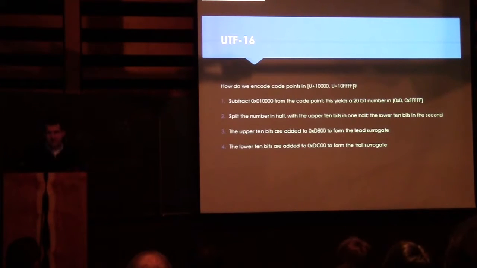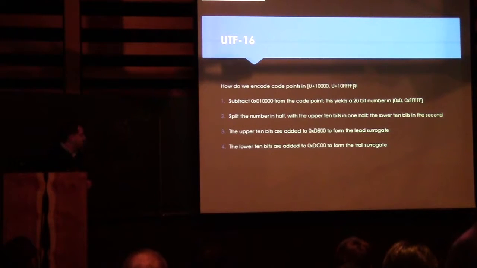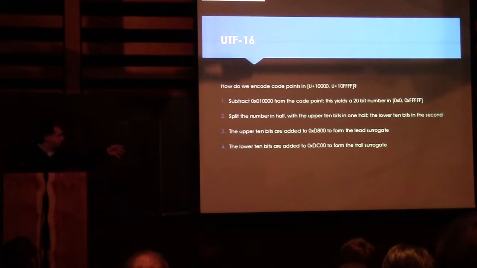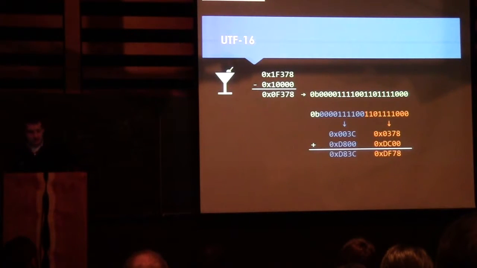So how do we do this encoding? If we have a code point above the basic multilingual plane, first we subtract the 10000 from it to give us a 20-bit number between 0 and the maximum value represented by 20 bits. We split this in half with the upper 10 bits and the lower 10 bits. Then we add the upper 10 bits to 0xD800 and we form what's called the lead surrogate. And then we take the lower 10 bits and add them to this other number, DC00, and we form the tail surrogate. So I have an example of this. There's a symbol, the cocktail glass.